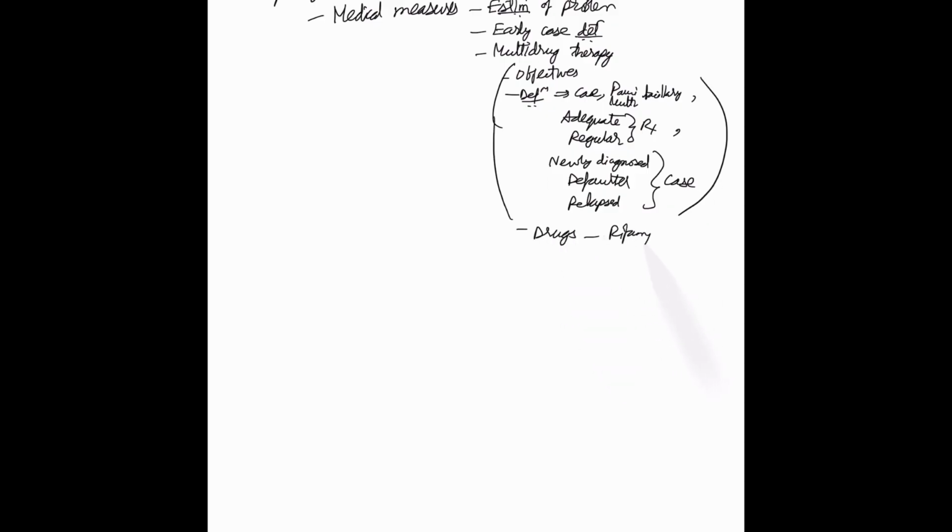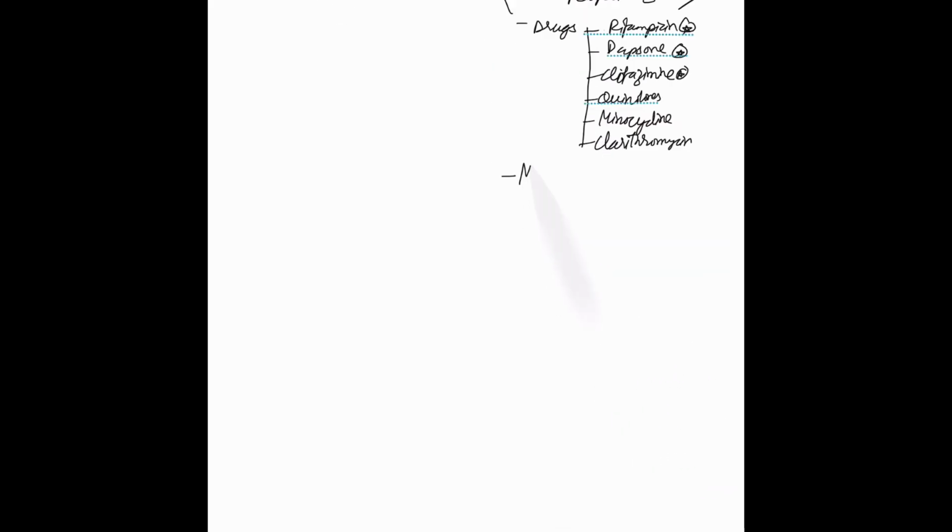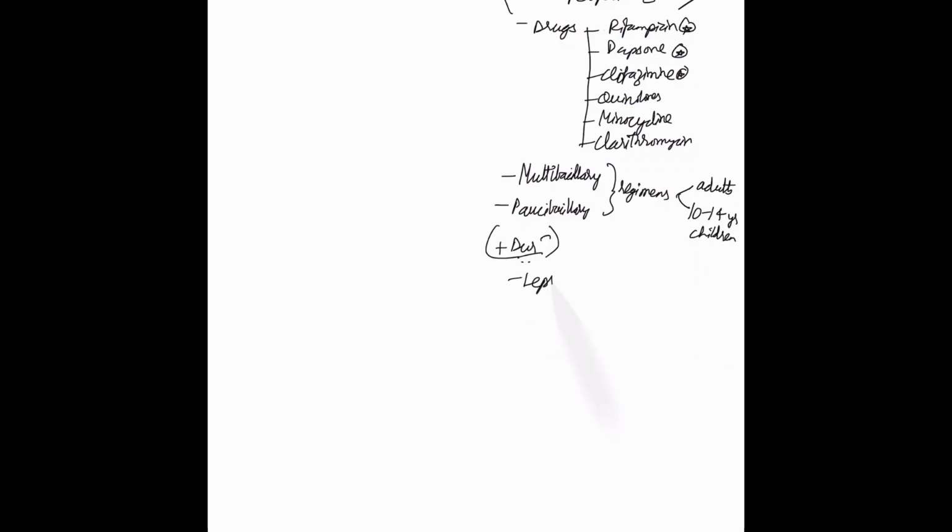Then you should also know the various drugs we use, like rifampicin, dapsone, and clofazimine, which are very important because they are used in the NLEP regimen in India. Then quinolones, minocyclines, and clarithromycin can also be used, but the first three are the top three. We also have separate regimens for multibacillary and paucibacillary, and in each we have separate regimens for adults and for children between 10 to 14 years of age, along with the duration of treatment.